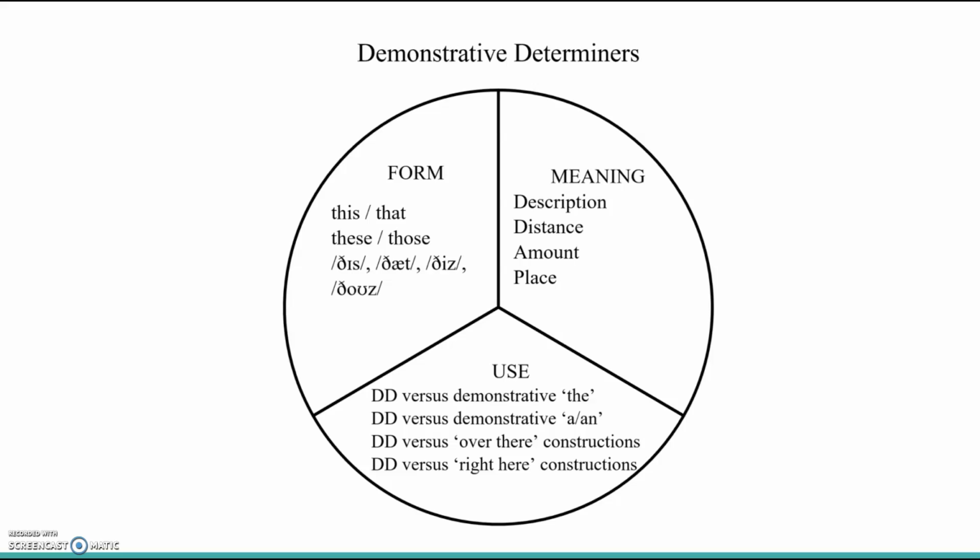Let's go over the meaning wedge of this pie chart. Demonstrative determiners, like most determiners, are more function words than lexical meaning. However, they do indicate the proximity of the noun in question with respect to the speaker.